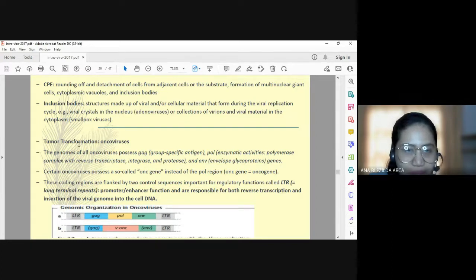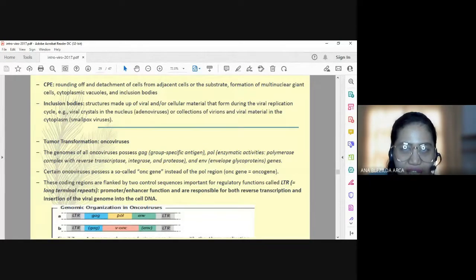Okay, those are examples. So, paano naman nangyayari ang cancer? Paano ka nagkakaroon ng cancer because of the virus? So, this is the reason. The genomes of the oncoviruses, they possess what you call the GAG or the group-specific antigen. They also have the pol or the polymerase and the ENV or the envelope genes. Okay?